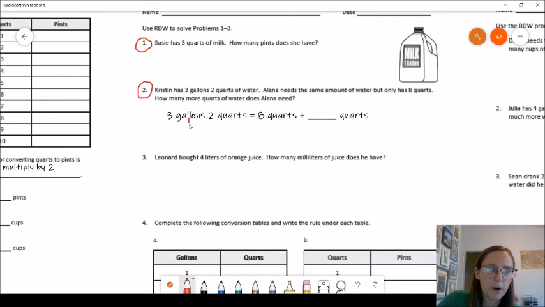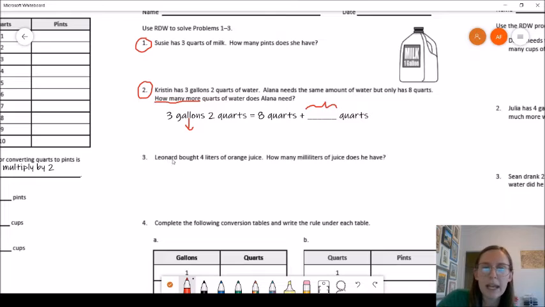So we're going to need to convert our gallons here into quarts to figure out how many quarts Kristen has. And then we're going to need to use that to figure out how many quarts Alana would need to have the same amount. So this is going to require a few steps. We are first going to need to convert these gallons into quarts to figure out how many quarts in all Kristen has. And then thinking back to how many more, what does how many more tell us we're going to need to do in order to find that missing part there? So that's how we're going to go about solving questions 1 and 2.